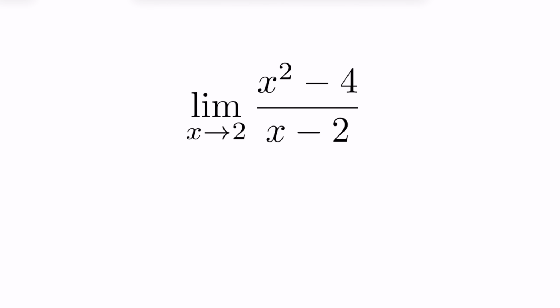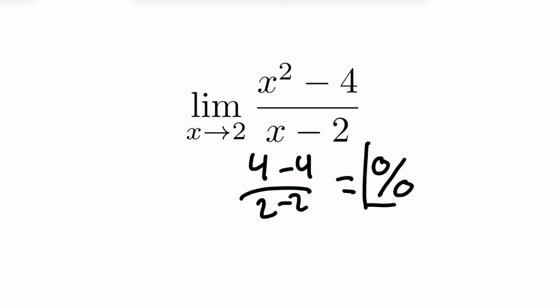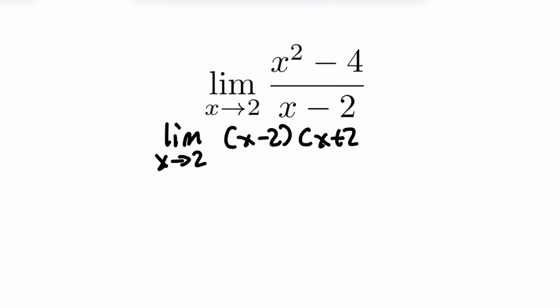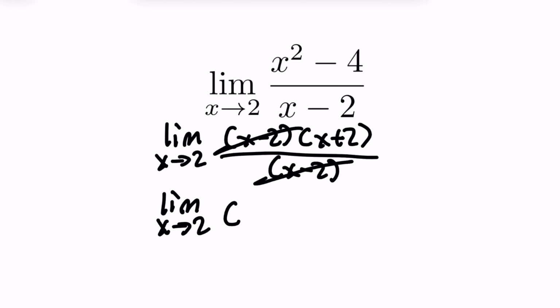But sometimes when you plug in, you get 0 over 0. That's called an indeterminate form, and you can't stop there. You need to factor and cancel. Take the limit as x approaches 2 of x squared minus 4, all over x minus 2. Factor the top into x plus 2 times x minus 2. The x minus 2 cancels. Now you just plug in 2 and get 4.